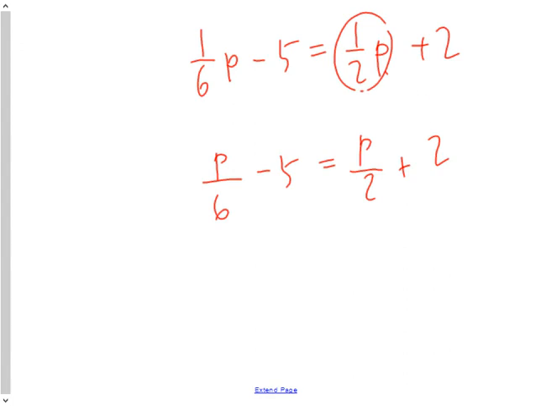So rather than do that, anytime you have fractions, what I recommend you do is multiply by the common multiple. In this case, your common multiple here of 6 and 2, if I write those down, what's the first multiple they share?